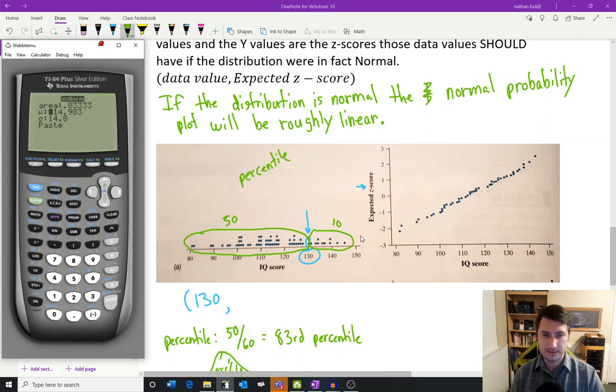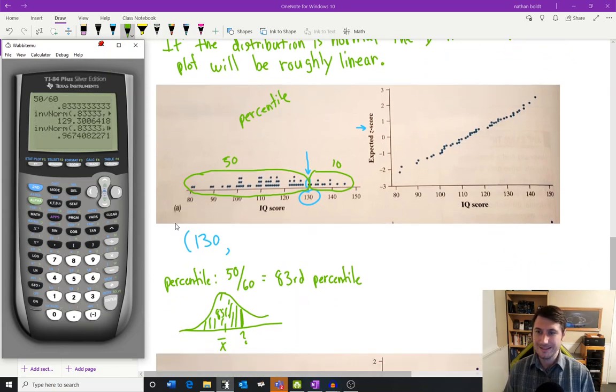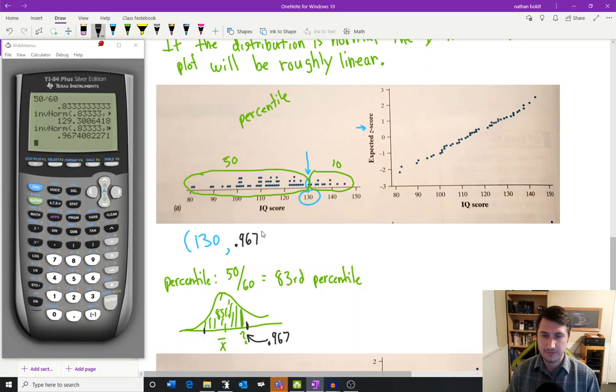This is a z-score, so I want that mean to be 0 and the standard deviation to be 1, a standardized normal curve. That will give me the z-score. I don't want the data value. There we go. This should have a z-score of 0.967. So this value right here should be 0.967, just below 1 standard deviation from the mean. So that is my y value, 0.967. That is the z-score it should have if in fact this distribution is normal.